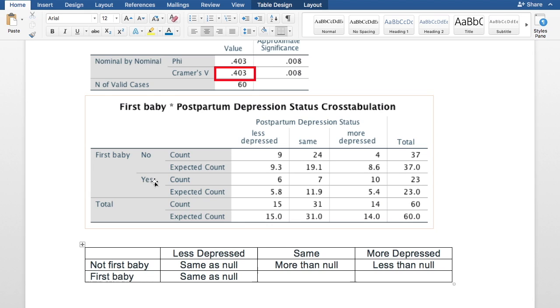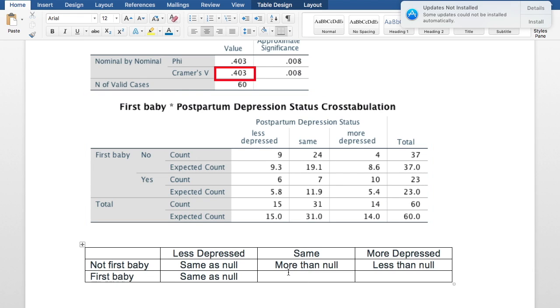And for women that just had their first baby, those who fell in the category of having the same amount of depression as they had before having the baby, we actually had 7. We would have expected under the null to have 11.9. So we have less than the null.